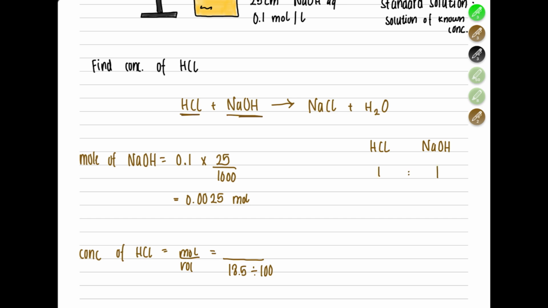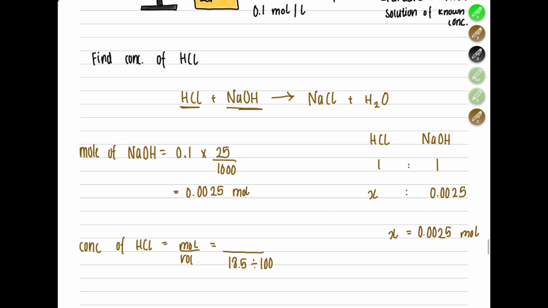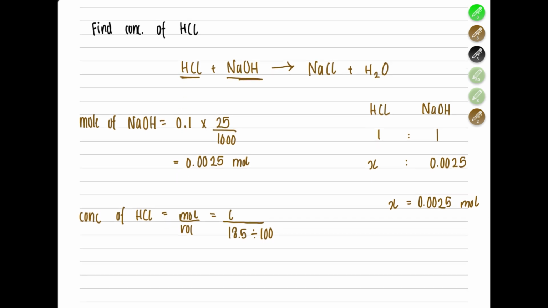So what is the moles of NaOH? It is 0.0025. So the moles of HCl, find X, multiply it, and you get 0.0025 as well. It's the same moles. So the moles of hydrochloric acid is also 0.0025. It is going to be 0.135 moles per liter.